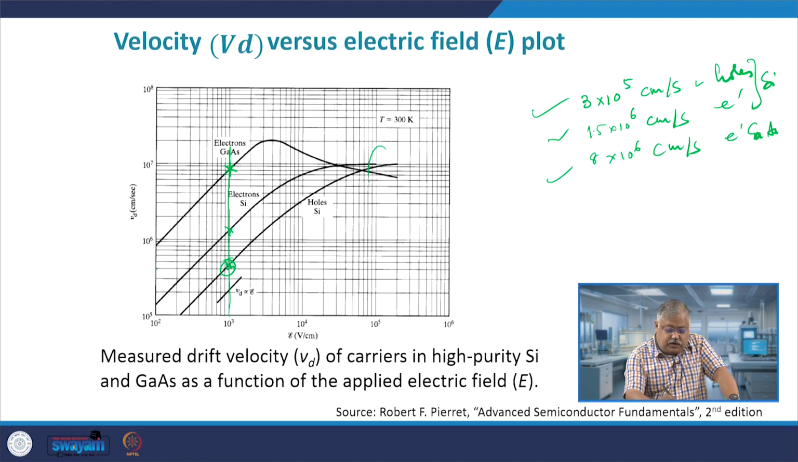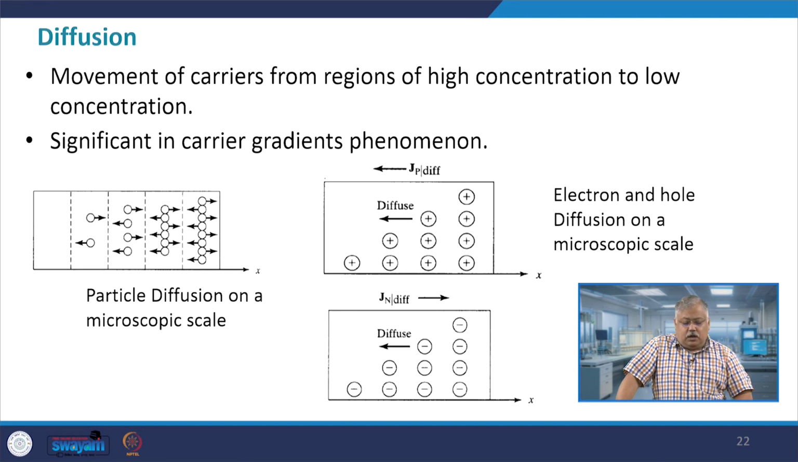So somewhere here you have a crossover point, and then the gallium arsenide curve starts to shift back. Therefore, if you compare gallium arsenide, silicon and everything else, you will see that gallium arsenide gives you the largest mobility. Now let us come to diffusion.